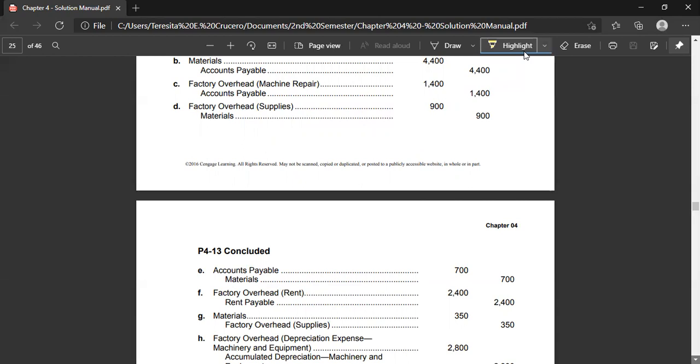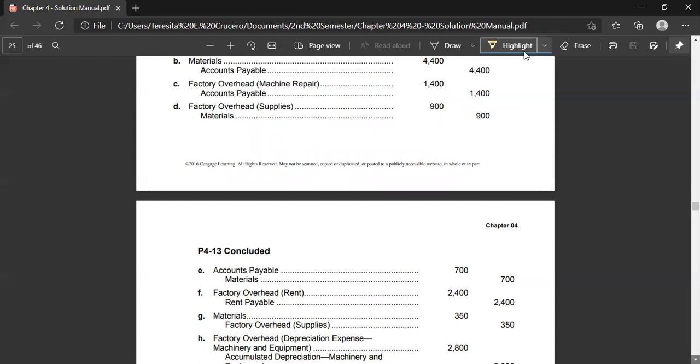C, purchase parts on account for repairing a machine, 1,400. So we debit factory overhead for machine repair and credit accounts payable. Then we have letter E, returned defective factory supplies to vendors, 700. So we now debit accounts payable and credit materials.